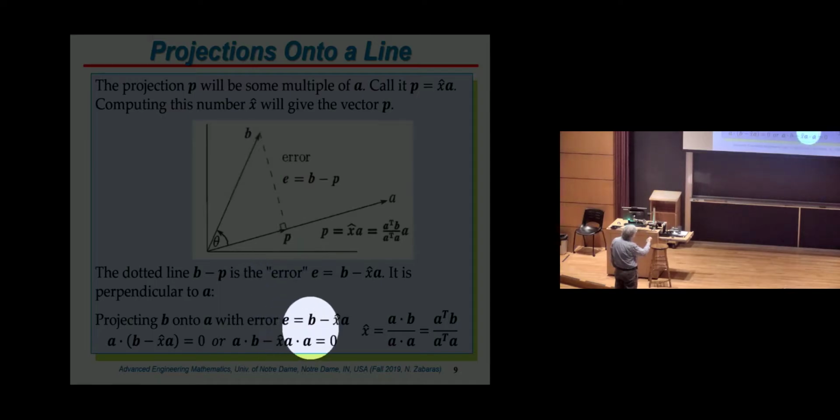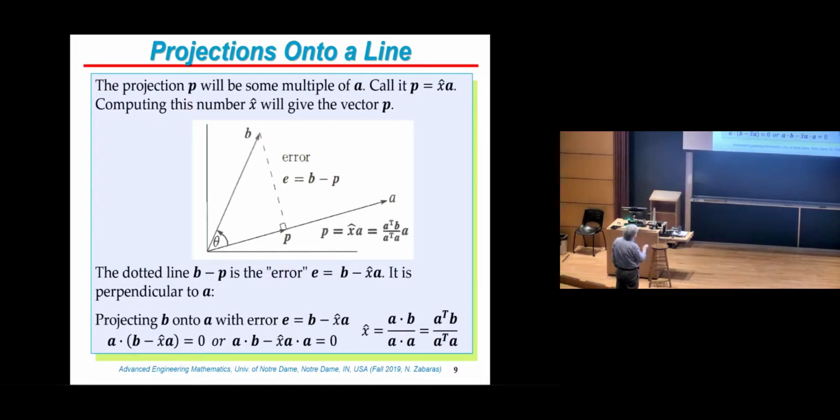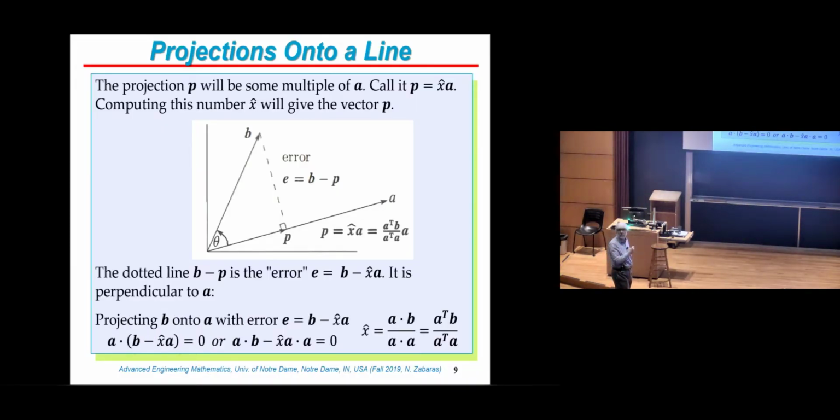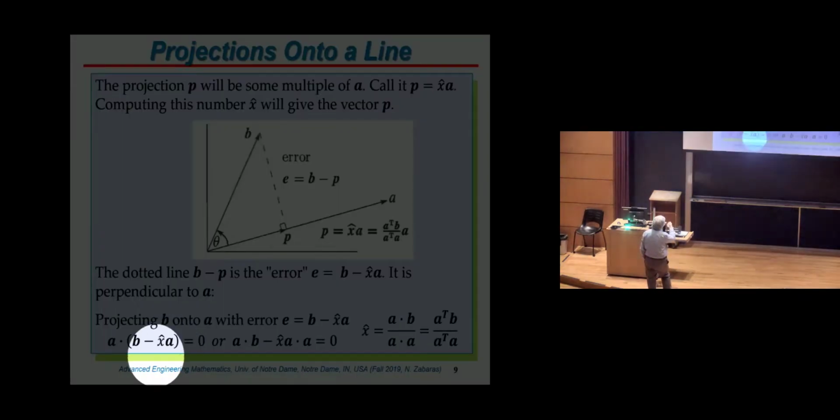The line A. And what does perpendicular mean? That the inner product of A with that error has to be equal to 0. Correct? And again, I am going to apply the same calculation when we project in a subspace. So I'm going to be asking you these questions, where this comes from, and you need to tell me, okay? So here I take the inner product with A, and this has to be equal to 0.